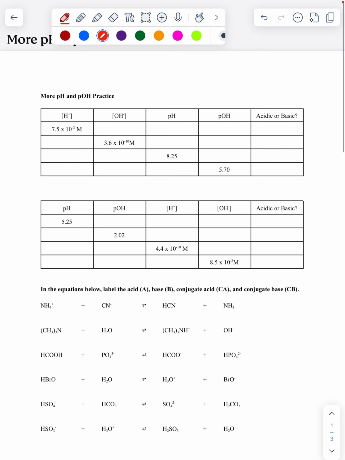So here's the homework assignment you're going to do, okay? And I just want to do a couple with you. Maybe I'll do a little bit of it. Maybe I won't do all of it. But on this first one, you need to take H and find the concentration of hydroxide. You want to find the pH, you want to find the pOH, and then decide whether or not it's acidic or basic.